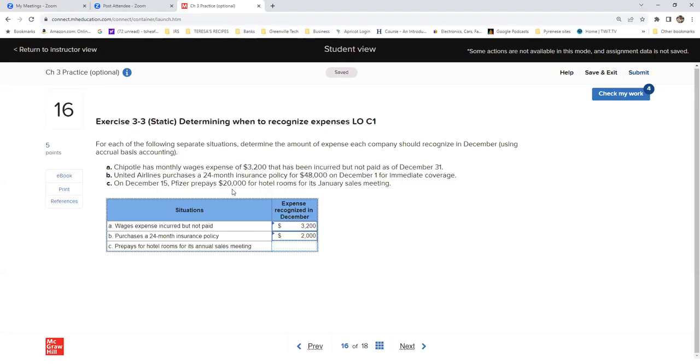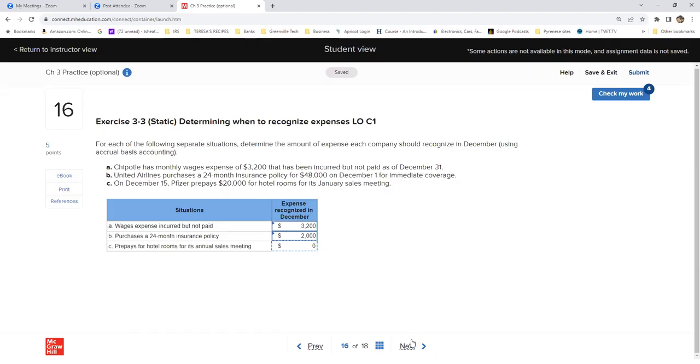December 15th, Pfizer prepays $20,000 for hotel rooms for its January sales. Okay. That's going to be a prepaid. So we're going to record 0. Can't capture it until the month actually gets here.